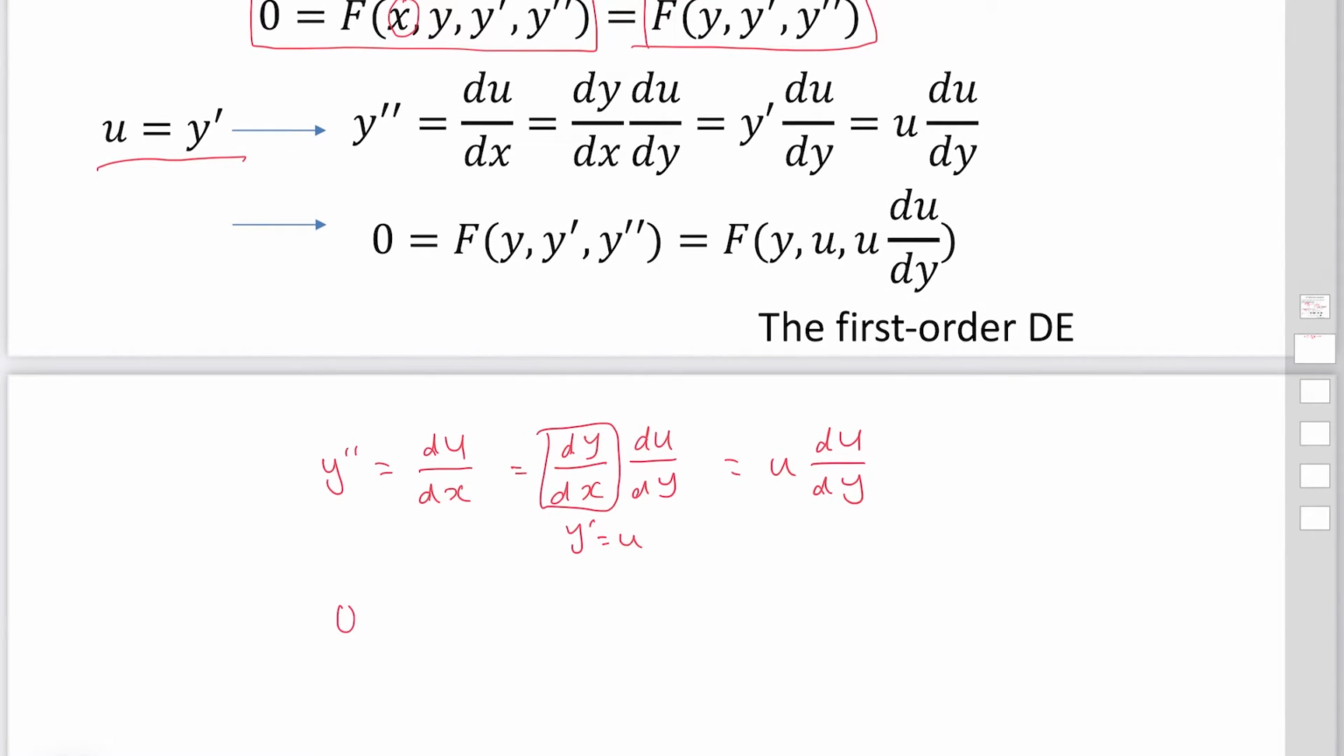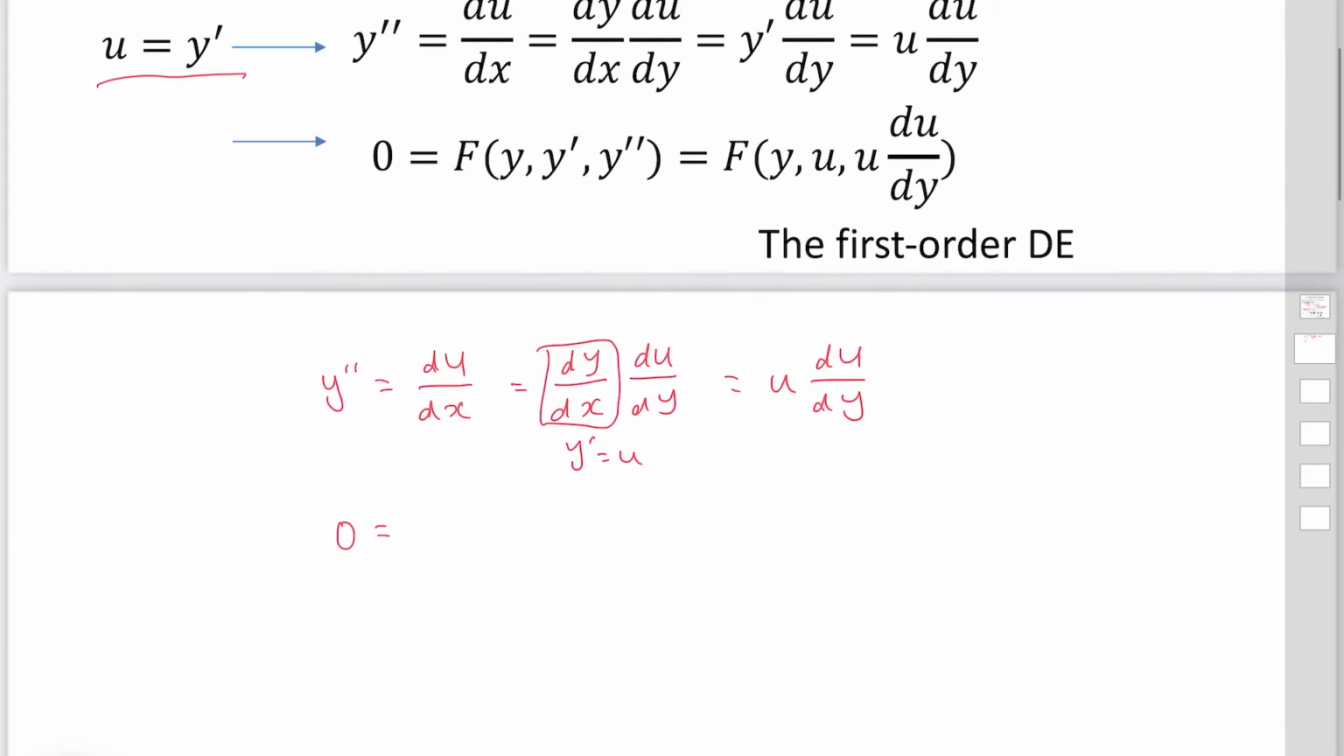The differential equation 0 equals capital F of y, y prime, y double prime. y prime is u, and y double prime is u du/dy. So the equation is expressed as F, a function of y, u, and u du/dy.